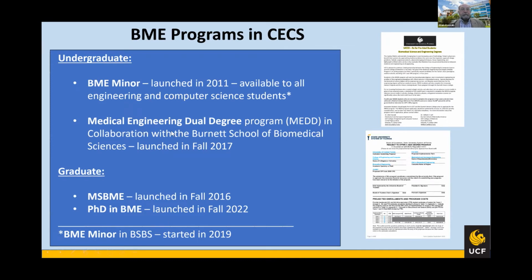Another option at the undergraduate level is a medical engineering dual degree program, which is a dual degree earned in the College of Engineering and earned in biomedical sciences at the Burnett School of Biomedical Sciences. It's an elite program for students that are admitted into the Honors College. So you have to be an honors student in the Honors College, and then you apply to this program and you earn both degrees. And so we work this out in terms of accepting each other's technical electives.